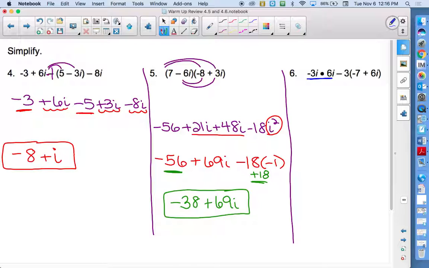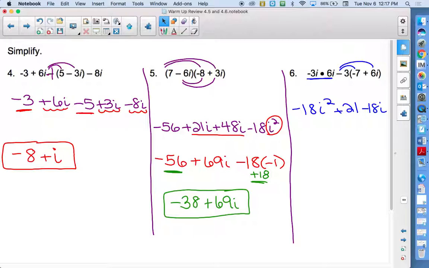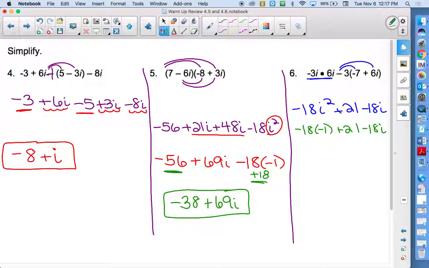So this last one here, again simplifying, we have these 2 i's in the front, so -18i squared. And then distribute the -3 through, +21 minus 18i. Again, we have that i squared, so i squared is -1. So this number here is really a +18, plus 21 makes +39, and then minus 18i.